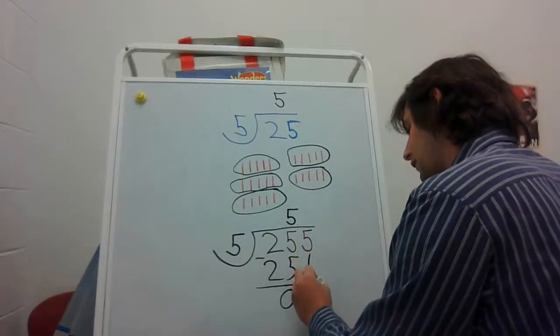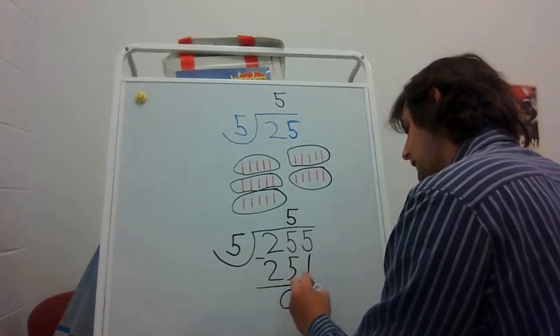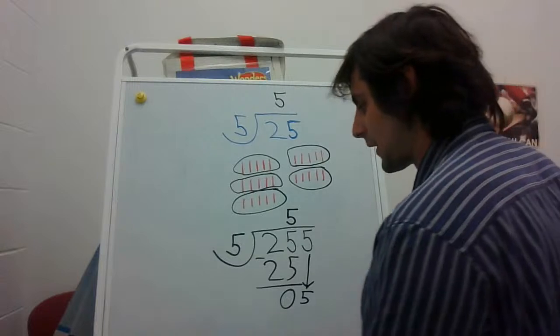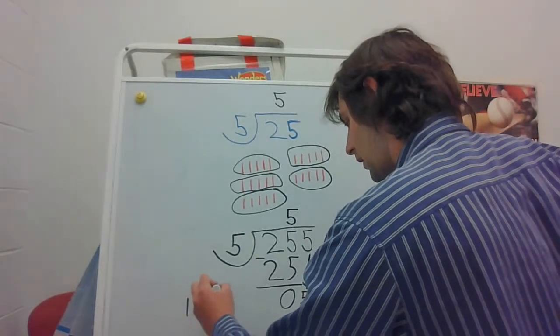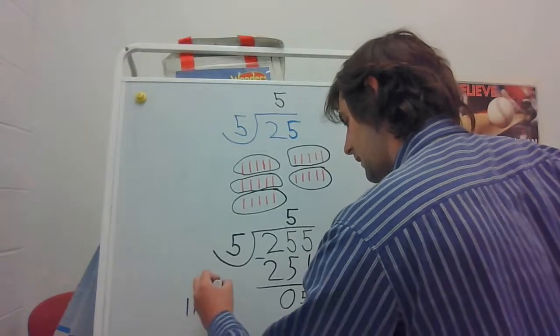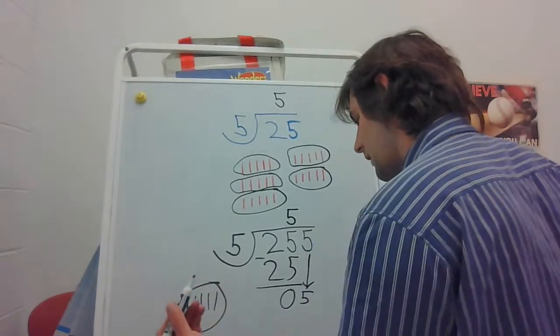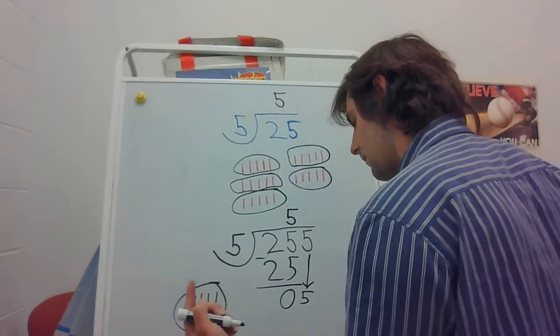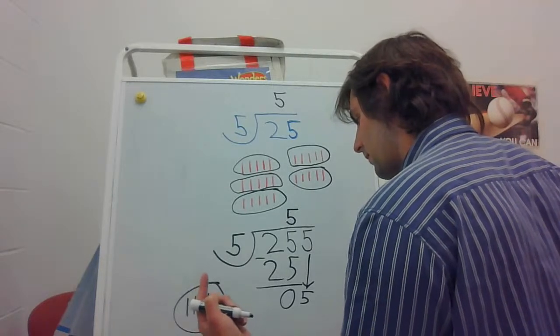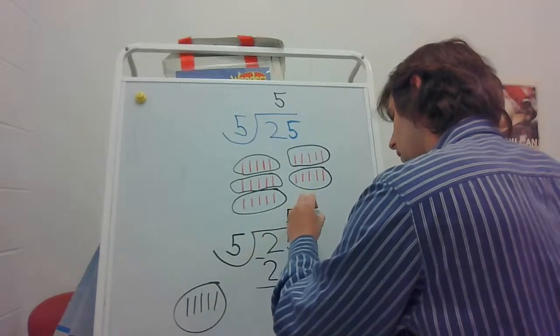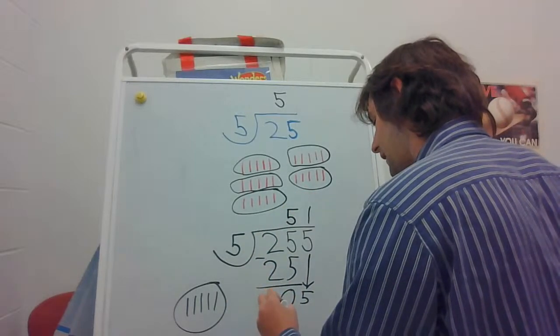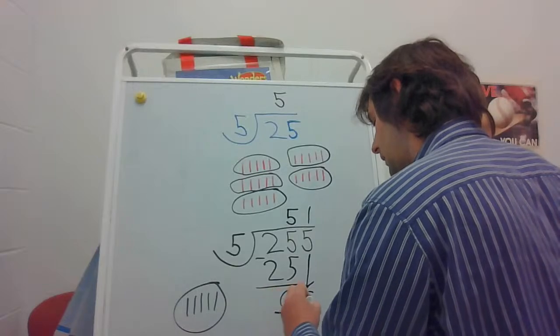Now I'm going to bring down the 5. 5 divided by 5. If I were to count up to 5 within groups of 5, 1, 2, 3, 4, 5, I would get one group of 5. So 255 divided by 5 would equal 51.